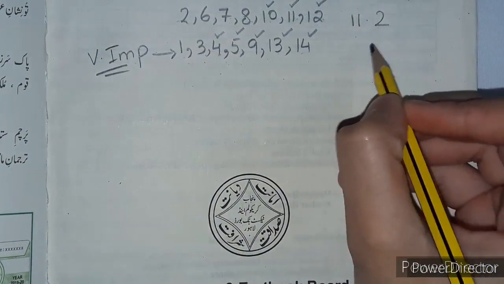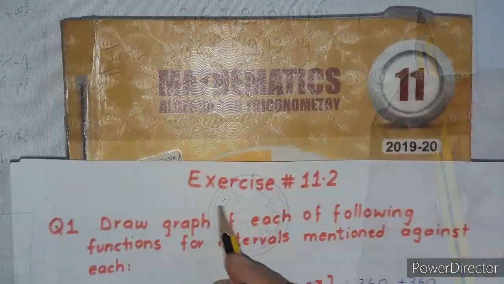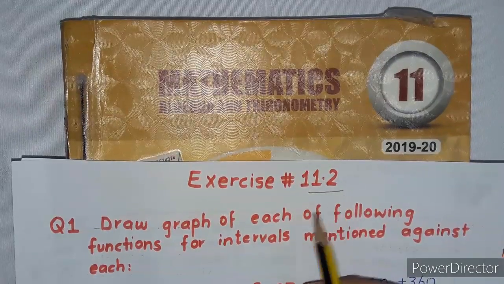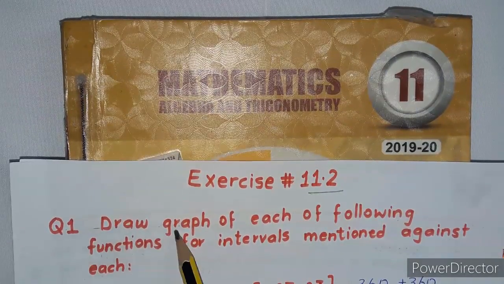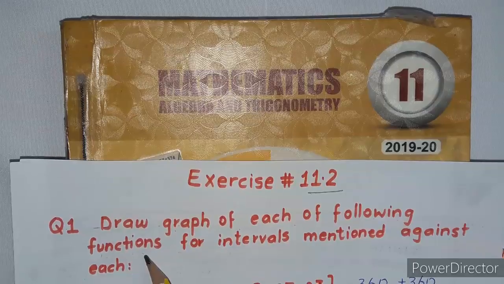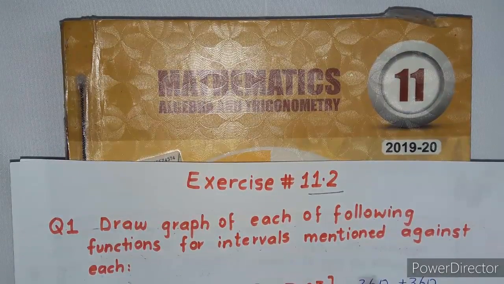11.2 exercise, which is very important for the short as well. Moving towards exercise 11.2. Question number 1. Draw a graph of each of the following functions for the interval mentioned against each.